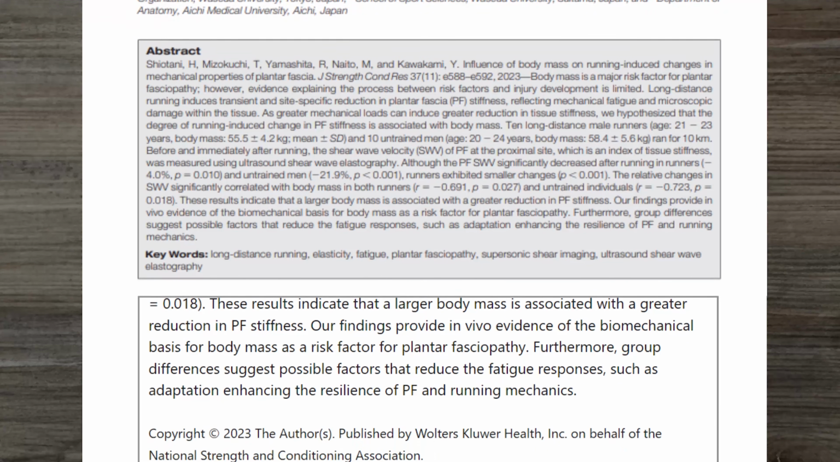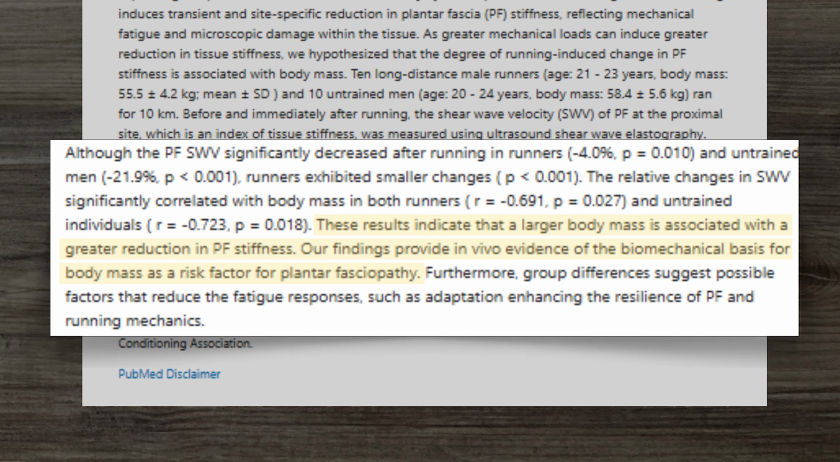So what this shows is that if we cannot maintain good foot posture and a good foot arch, we're at a greater risk of plantar fasciitis. And the final study I'll briefly mention is the heavier you are, the greater your risk of plantar fasciitis.